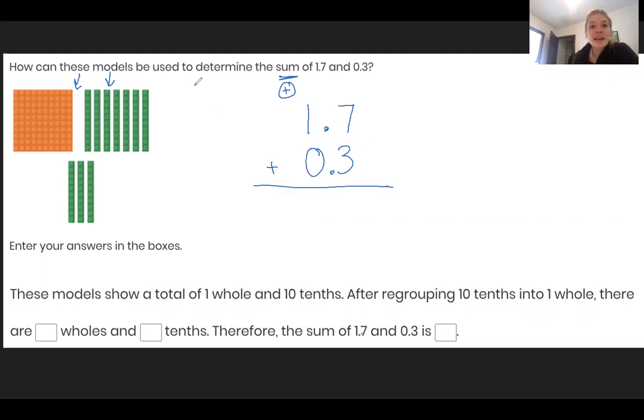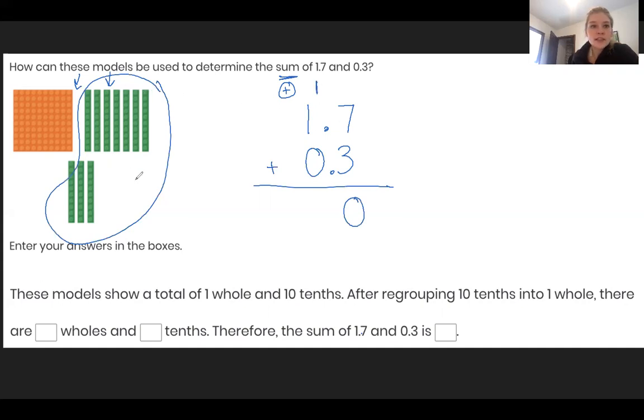All right, so you can stack them up, or you can look at the base 10 block model. I will do both as we go. So I see that in the 10th spot here, we have 7 and 3. 7 plus 3 is 10. Okay. So put down my 0, bring up my 1.